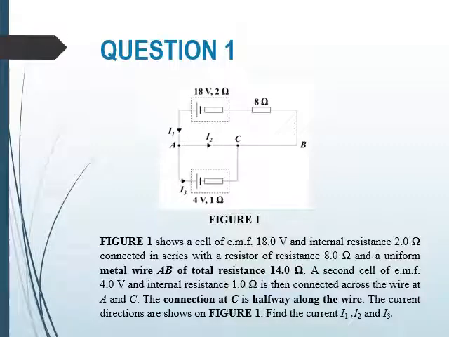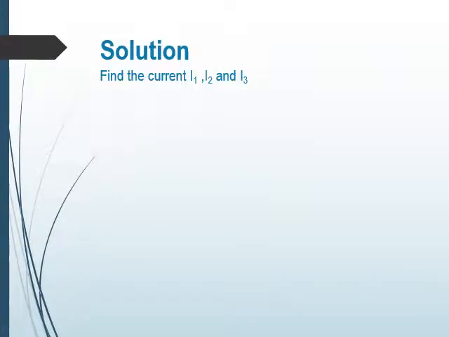Now, if you look at this question, it seems like a potentiometer question, but it is not. Because point C is not the balance point, you are not given the balance length along the points A and B. So this question, in fact, is a Kirchhoff law question, a Kirchhoff law question with two loops in it. So now let's find the currents I1, I2, and I3.